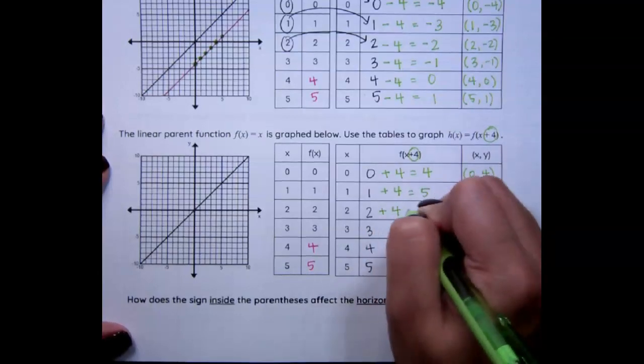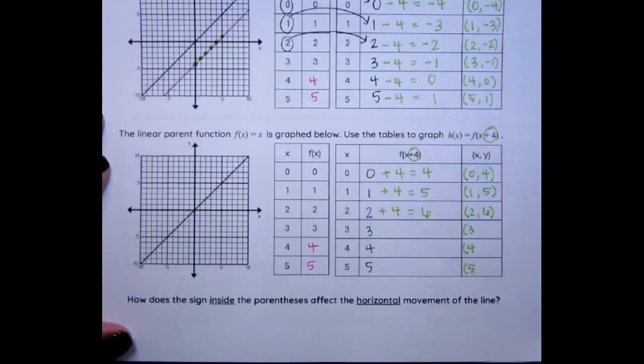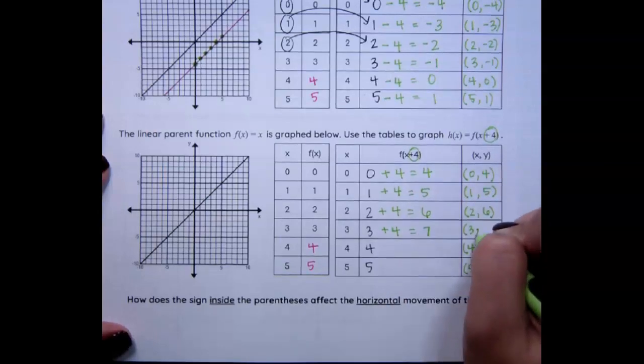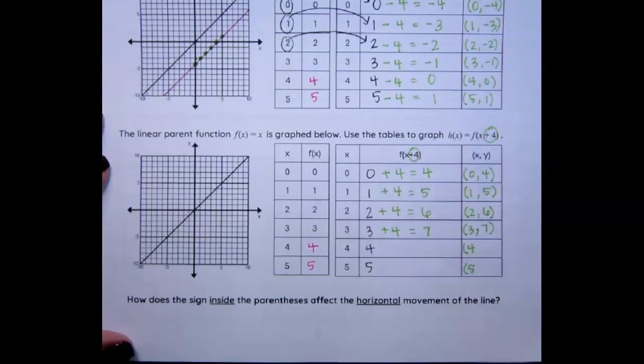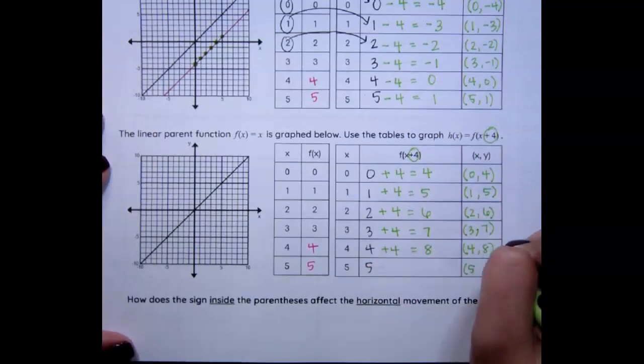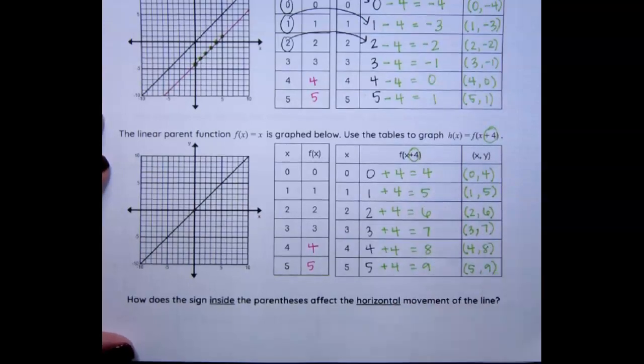2 plus 4 is 6. So my ordered pair is 2, 6. 3 plus 4 is 7. So 3, 7. 4 plus 4 is 8. So 4, 8. 5 plus 4 is 9. So 5, 9. So once I have all of those ordered pairs, now I graph them.